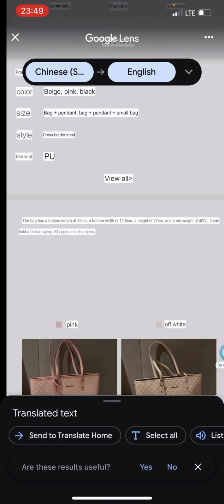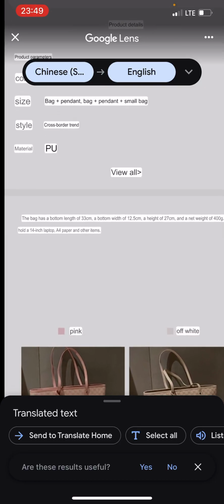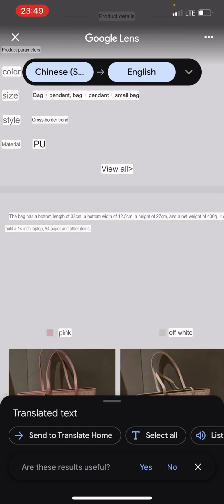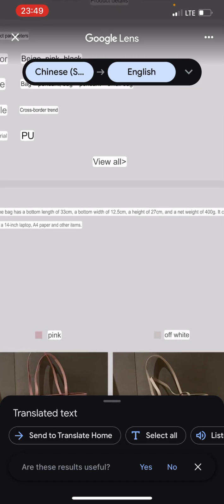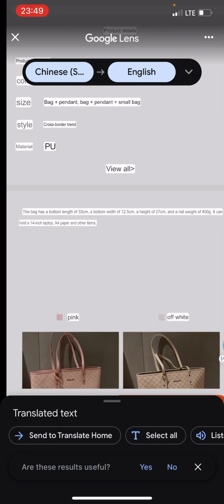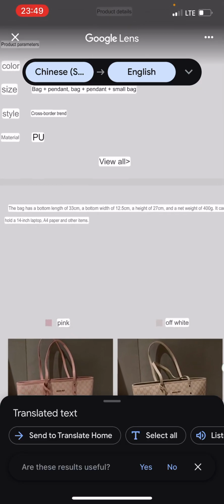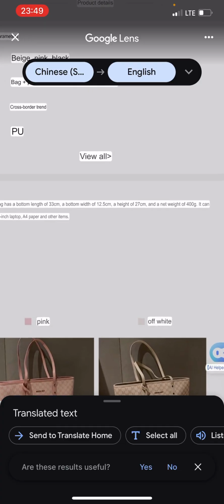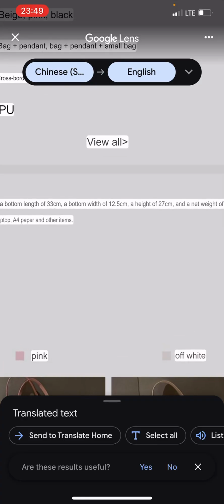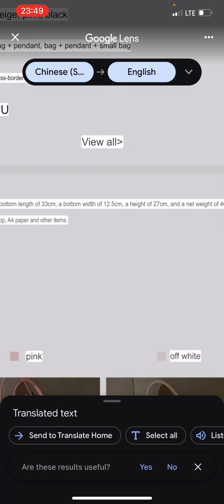Can it hold a 14 inches laptop, A4 paper, and other items? Can you see? So let's calculate. This is the measurement. If you want to ship it through sea, this is the measurement you're going to be using. Please, if you can get hold of a note or anything, please write it down.